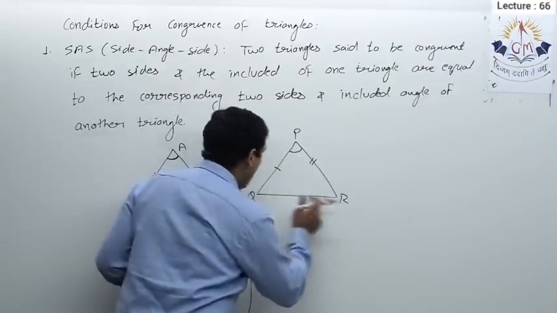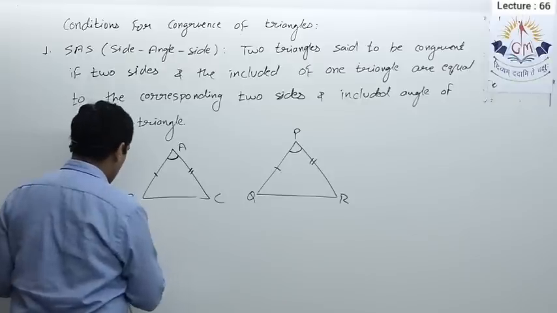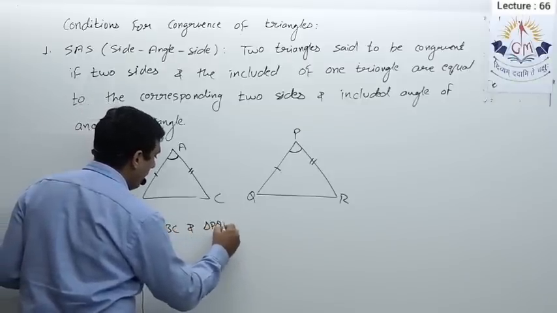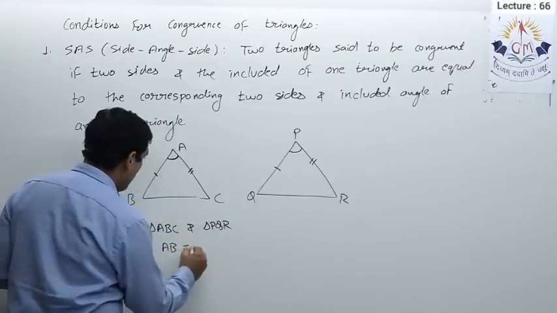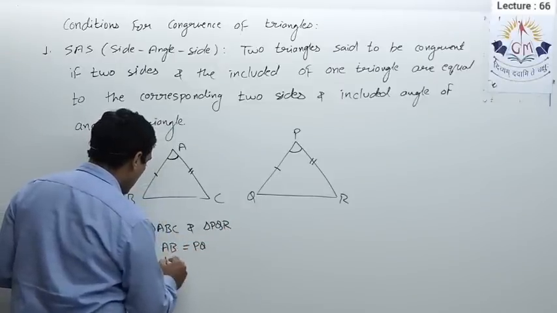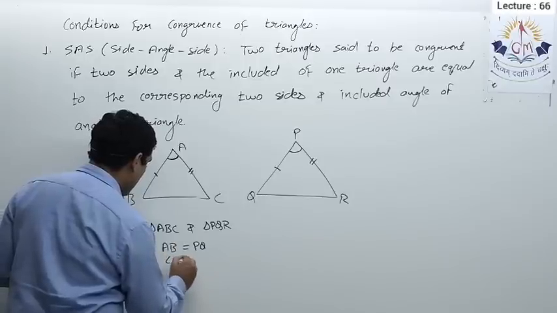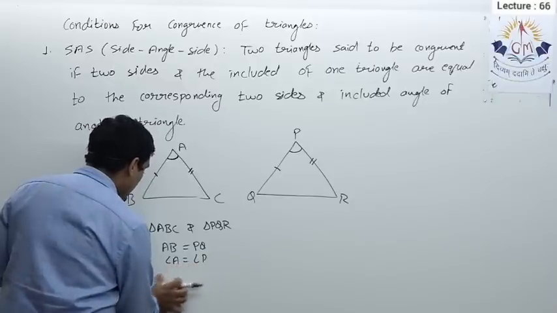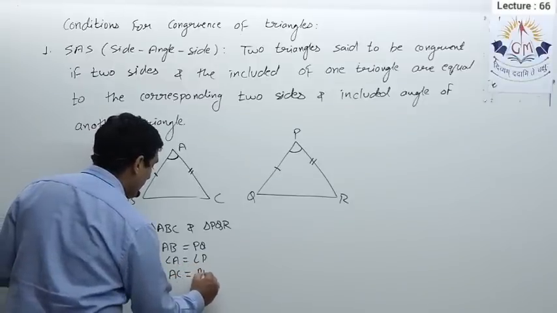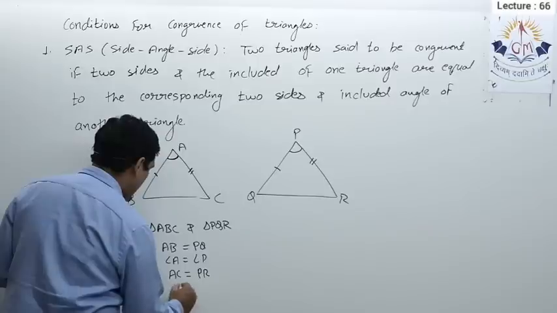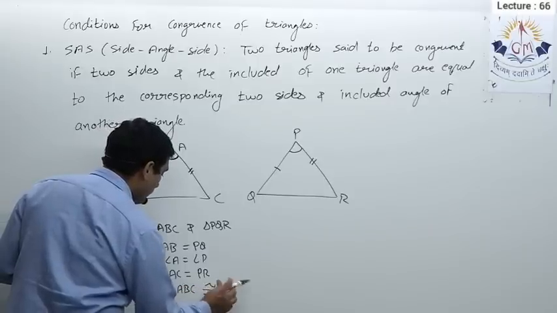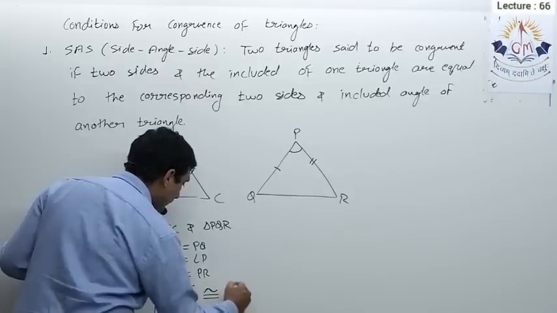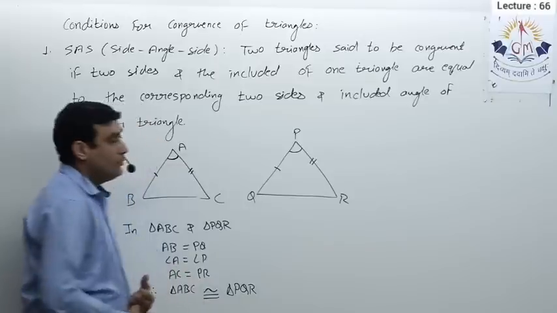That means if AB is equal to PQ, AC is equal to PR, and angle A is equal to angle P, then we will say the triangles are congruent by side angle side. So here we can write: in triangle ABC and triangle PQR, AB is equal to PQ, angle A is equal to angle P, side AC is equal to PR. Therefore we will say triangle ABC is congruent to triangle PQR. Please note it down.